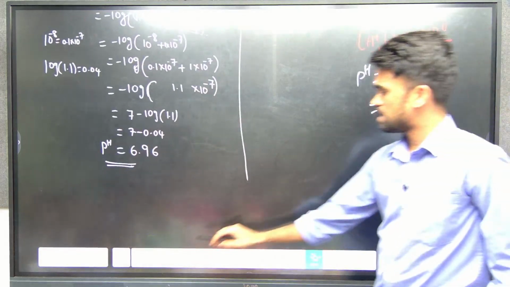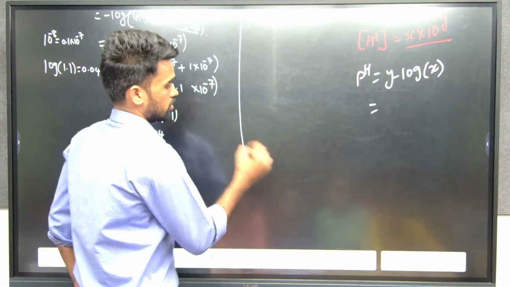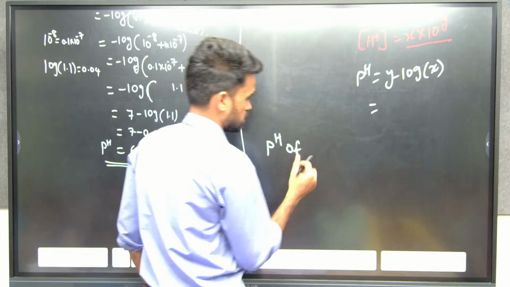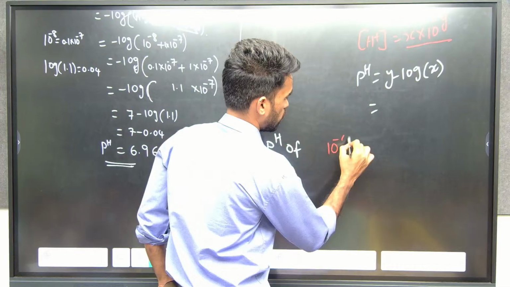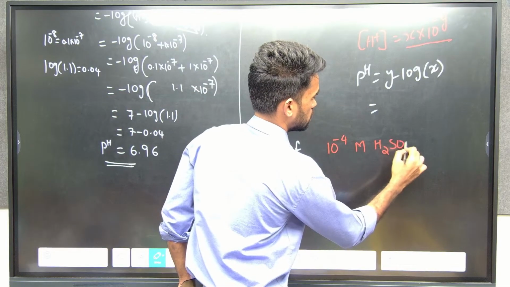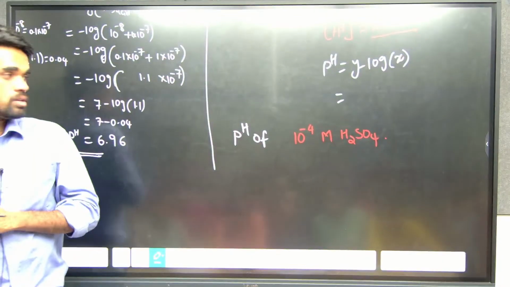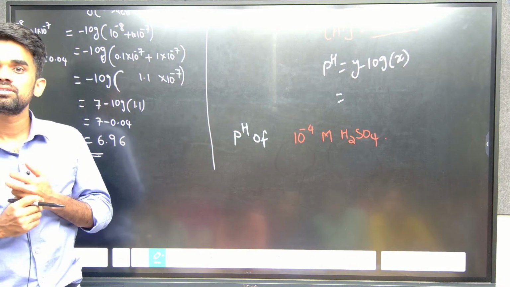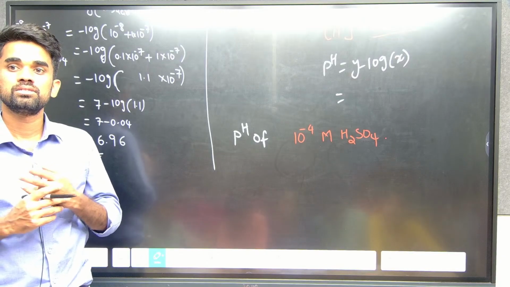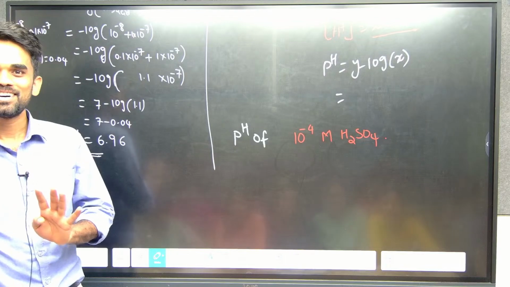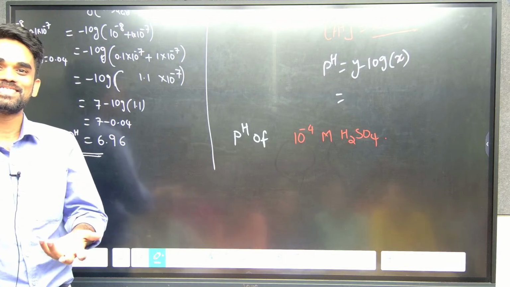Now, you just answer me this one. Okay, please listen to these last 2-3 questions. pH of 10 power minus 4 molar sulfuric acid. What is your answer? What is the answer? Fast. I am expecting a wrong answer, but nobody is even saying that. 4. Okay, 4 is wrong, that is exactly what I expected. It is not correct.